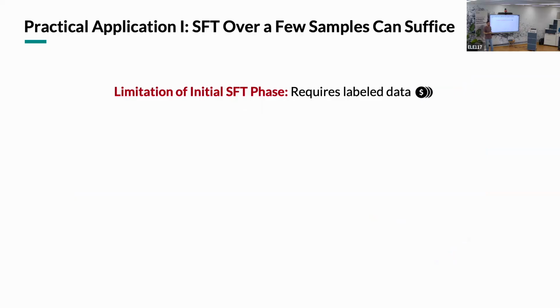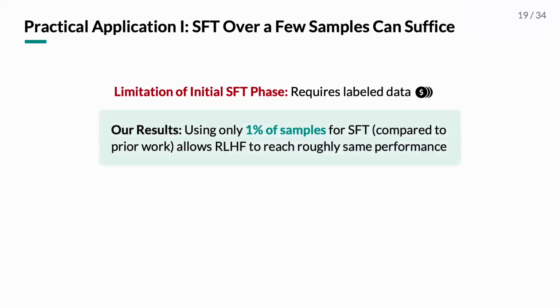Maybe we don't need that many examples. Maybe we just need a small amount just to give us a better head start, and from there, policy gradient will work a lot better. And this is indeed what we find in practice. In some settings, you can use as few as 1% of the examples that were used for supervised fine-tuning, and you still get roughly the same performance after you do RLHF.